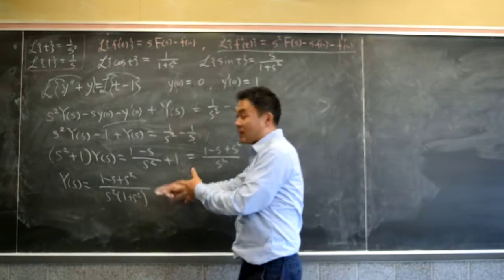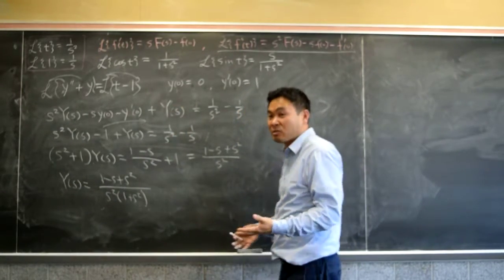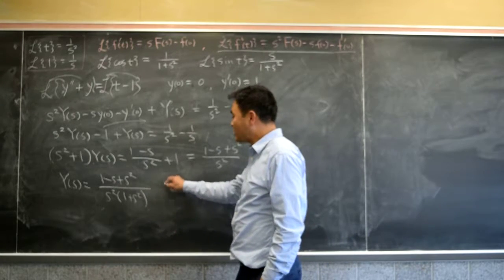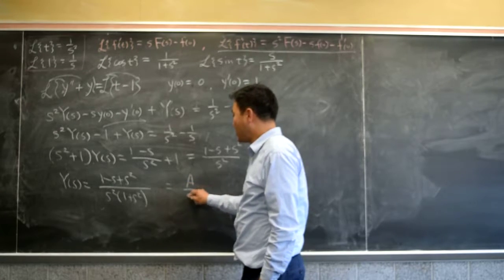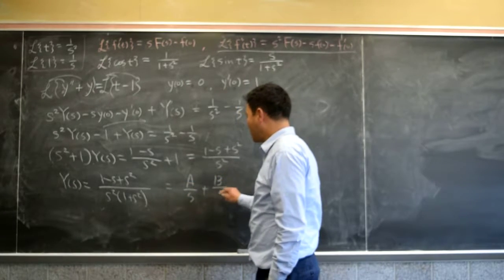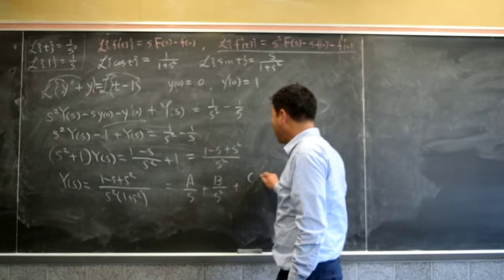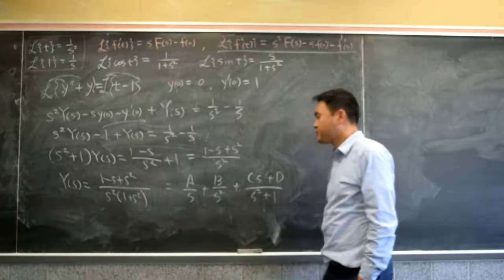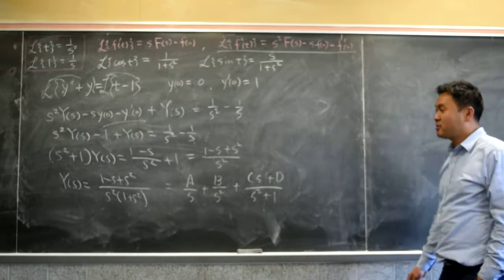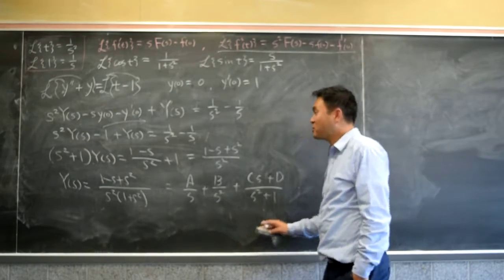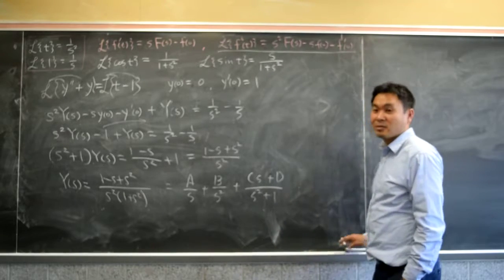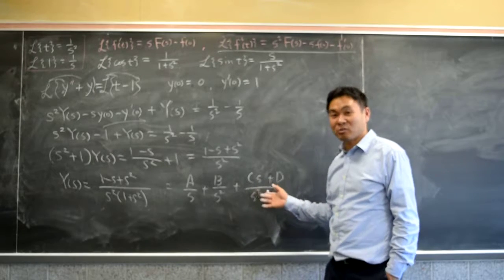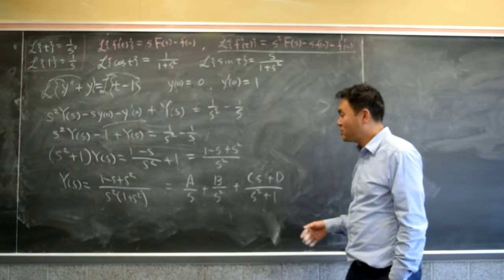Now how do you go back? That actually becomes the big part of the Laplace transform solution. You go back by writing this as A over s plus B over s squared plus (Cs plus D) over s squared plus 1. You have to find A, B, C, D. Where have you done this before? When you did integration, you had to do partial fraction expansion, right? That's what you have to do. How do you do it?